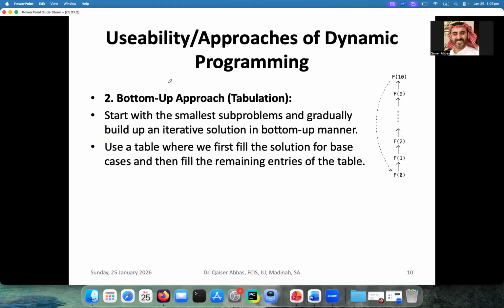The other one is the bottom-up approach. And in this approach, we are also using an array, and the name of that array mostly would be table or DP or something like that, but not memo. You can use another name, but in most of the literature you will see memo with the recursion.